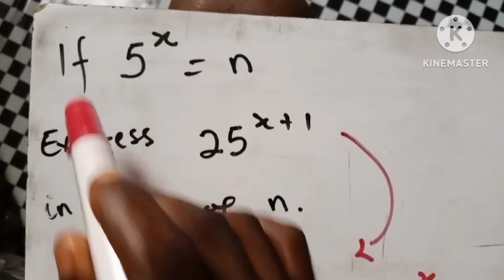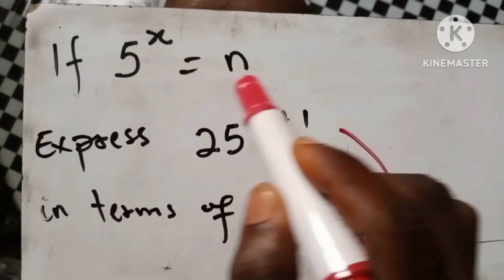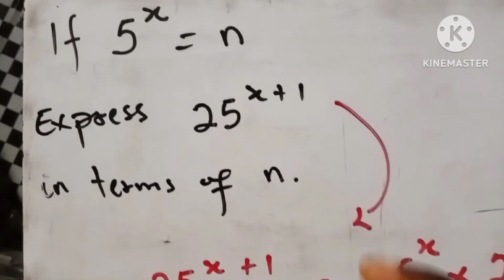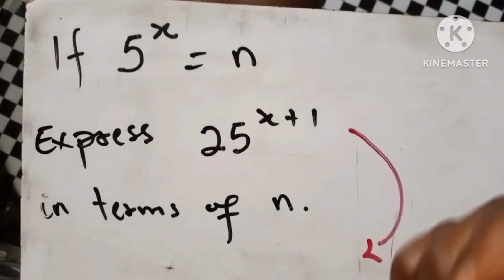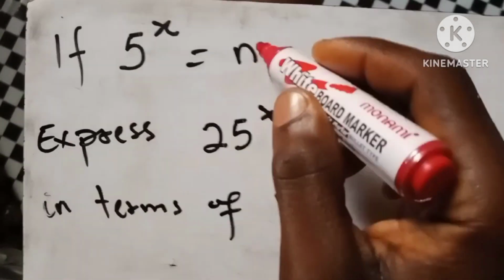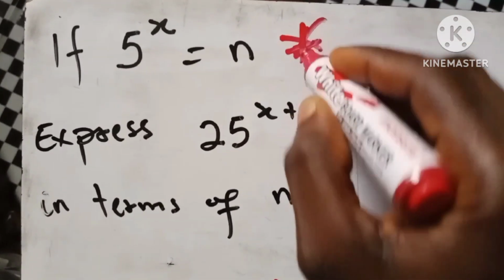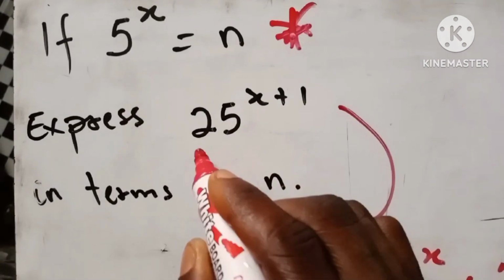This is what we are given. They say if 5 exponent s equal to n, right? So express this thing in terms of n. Now anytime you are given something like "if", or maybe given, say, this is the condition, right? This one here is a condition, but your starting point should be the second one.